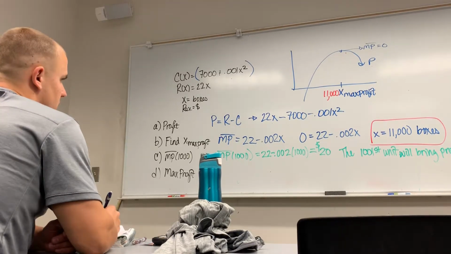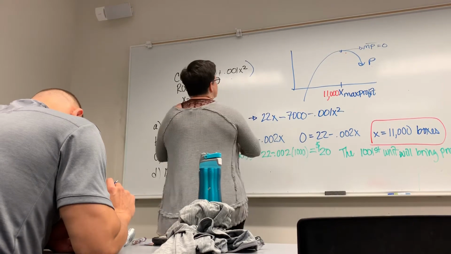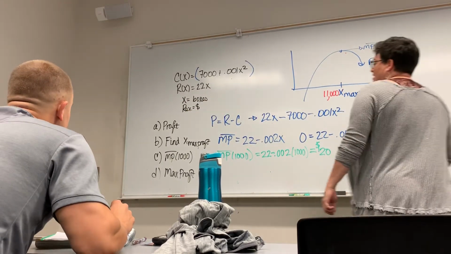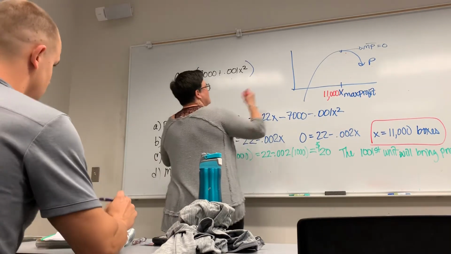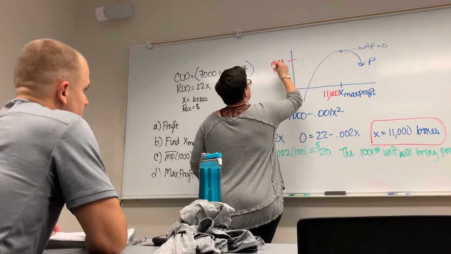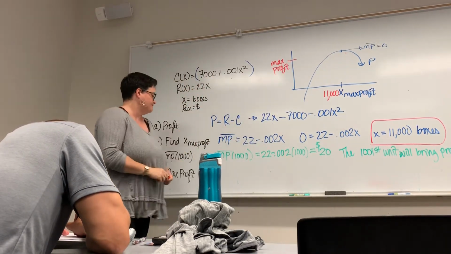Now, max profit. What am I going to plug into what to get max profit? Max profit's up here. We should do that in red. Why not? Max profit's up here. What do I plug in to what to get max profit?